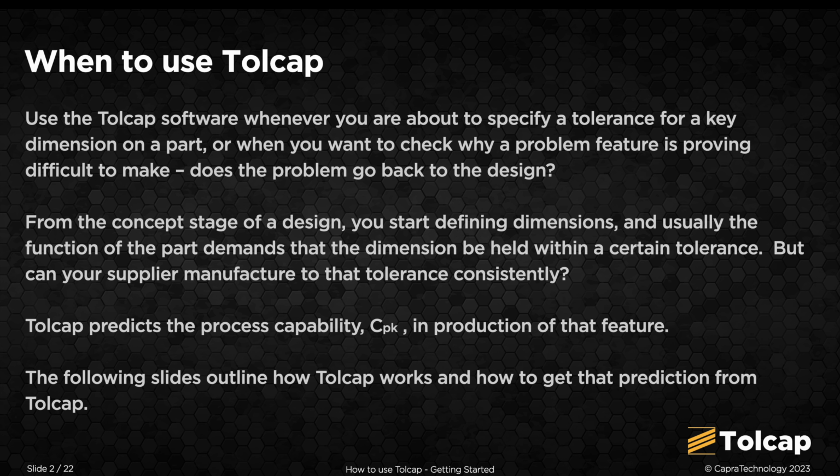So at this point, and thereafter whenever you are about to specify a tolerance for a vital dimension on a part, use TOLCAP and check for process capability before you get stuck with a design with problems. If you are maybe a quality engineer and you want to check why a problem feature is proving difficult to make, does the problem go back to the design? Use TOLCAP to see if there is likely to be a process capability issue.